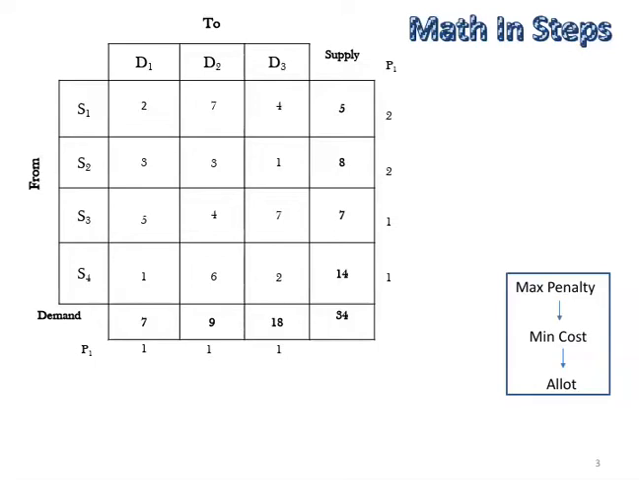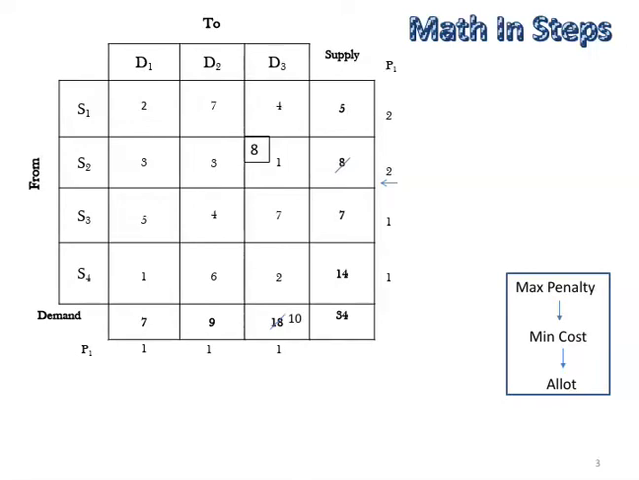So how much will we allot here? That is the minimum of supply and demand. Demand for this cell is 8, supply for this cell is 18. So minimum is 8, so we will allot 8 here. Allotting 8 here, the supply of S2 source is complete. The demand of D3 is 18, so allotting 8, 10 will be the remaining demand.